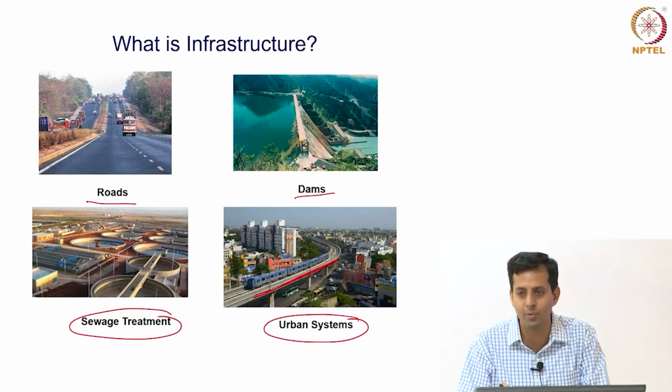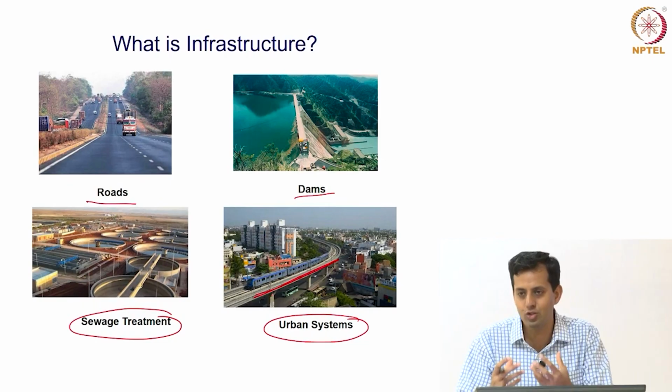A journey that used to take multiple days essentially can be done twice on a daily basis, to and fro. Why? Because you have infrastructure. Similarly, water supply systems.